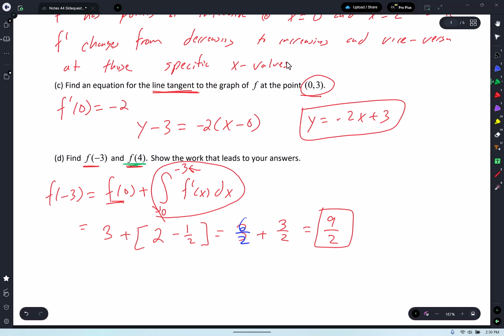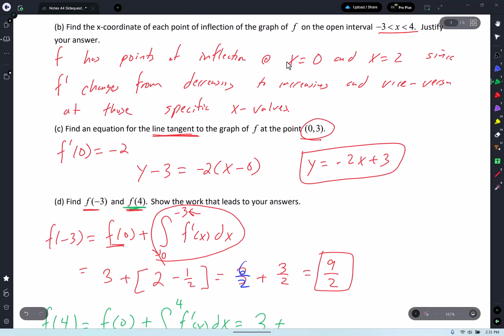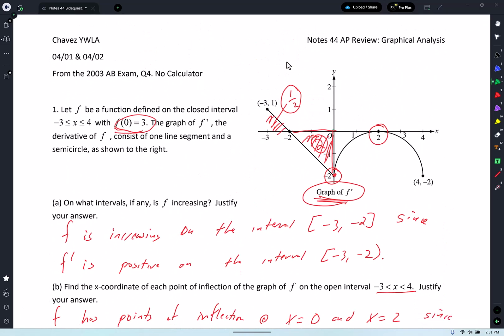I still need F of 4. F of 4 is equal to F of 0. Don't worry, we're almost done, guys. Plus the integral from 0 to 4 of F prime of x dx. So 3 plus, here we go. I'm finding this right here in green. Well, you're not finding all that. You're just finding this.